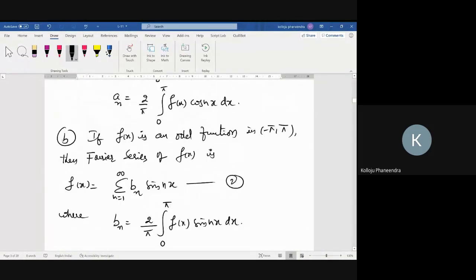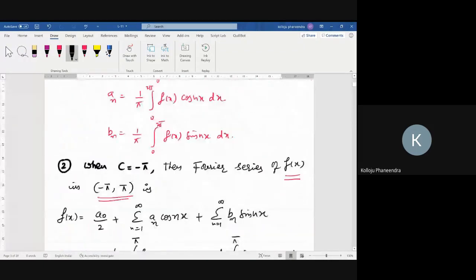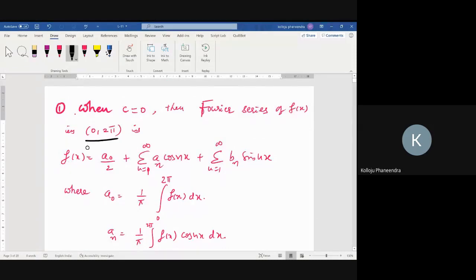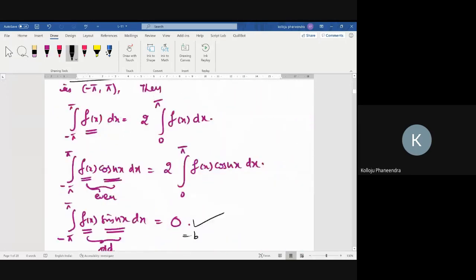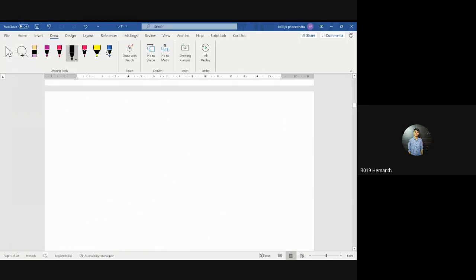Any doubts in this theory? Theory is completed now. Any doubts in theory? Anyone? No, sir. Okay. Now I am going to start the problem.